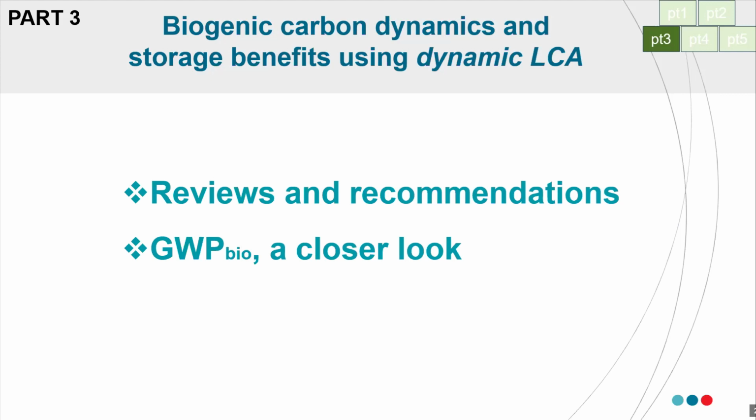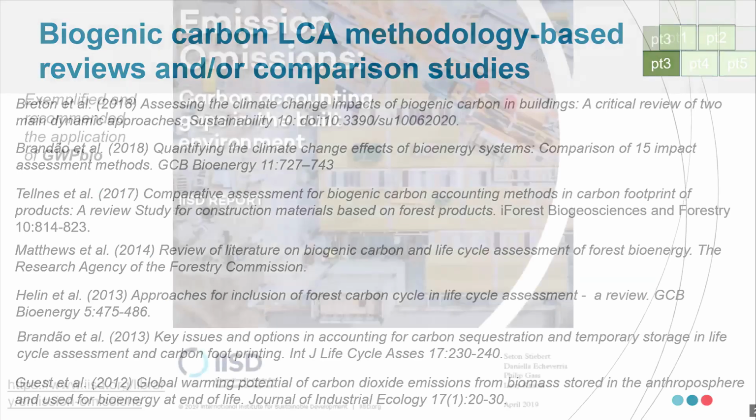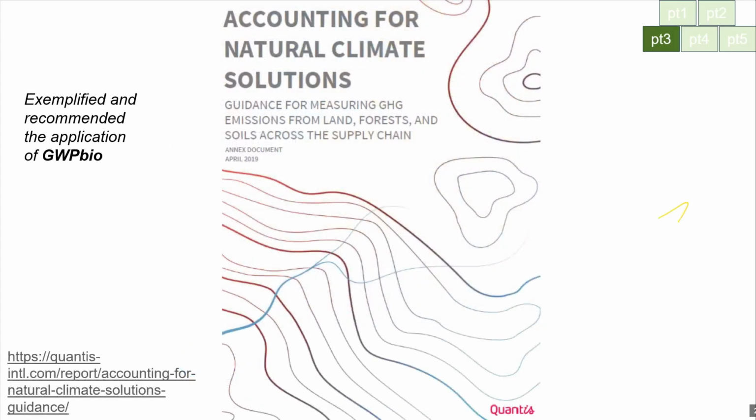How's my time? I'm probably getting close, but let's zoom into the GWP bio and think about biogenic carbon dynamics from a dynamic point of view. So there's been a lot of reviews done on how to deal with biogenic carbon, as you see here. I'm not going to go into any one in particular, but I just wanted to list some of these review studies in the literature. And there's been a couple of reports, like Omissions, that exemplified and recommended the application of GWP bio, and also a guidance document from Quantis on accounting for natural climate solutions, so how to measure GHGs from land, forests, etc. And they also exemplified and recommended the application of GWP bio.